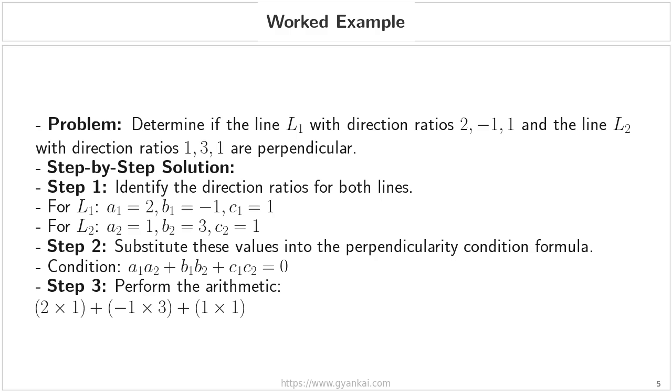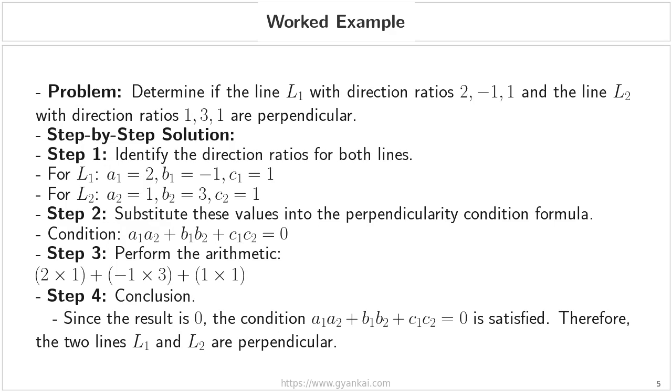In step 3, we simply perform the arithmetic. Multiplying the corresponding ratios, we get 2 times 1 plus -1 times 3 plus 1 times 1. Finally, in step 4, we look at our result. When we calculate this, we get 2 minus 3 plus 1, which simplifies to 0. Because our final result is exactly 0, the condition is satisfied. Therefore, we can confidently conclude that line L1 and L2 are indeed perpendicular.